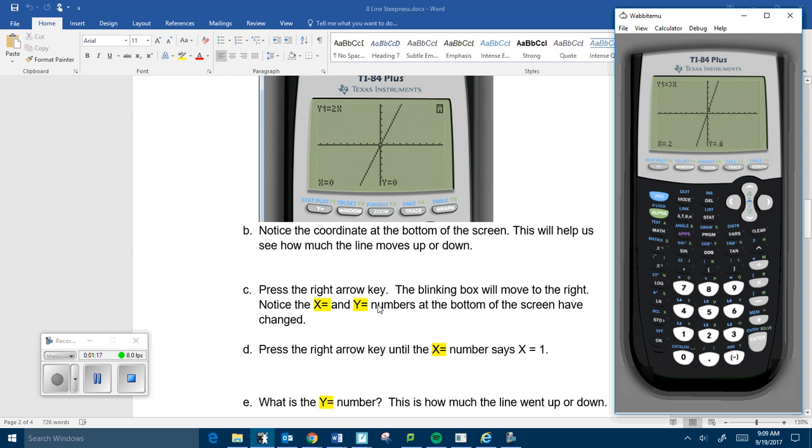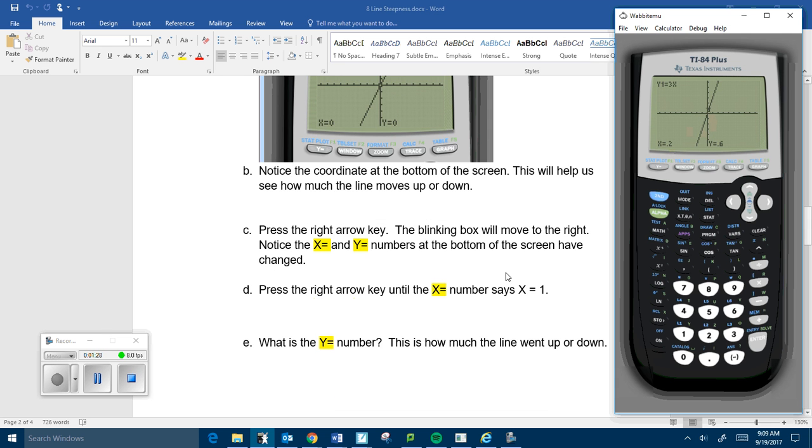Now, the y equals and x equals are going to change. So remember, this is a coordinate. Right now it's 0.2 over, 0.6 up. It's just a coordinate. We're going to press the right arrow key until we get x equal to 1. So this number right here should be equal to 1. That means I've moved 1 over, and after I've moved 1 over, I've moved 3 up.